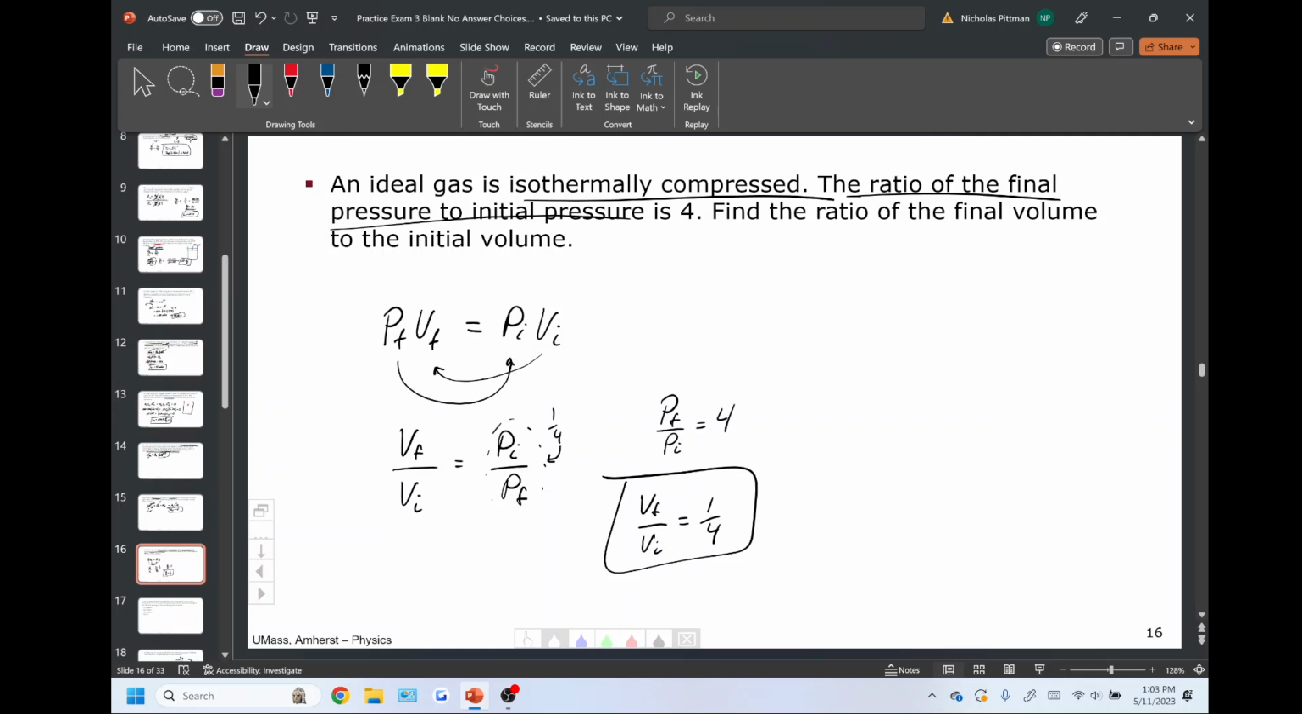And let's just check, does this make sense? The final pressure is 4 times as big, so the gas got squeezed down. So yes, it makes sense that the final volume is smaller than the initial volume.